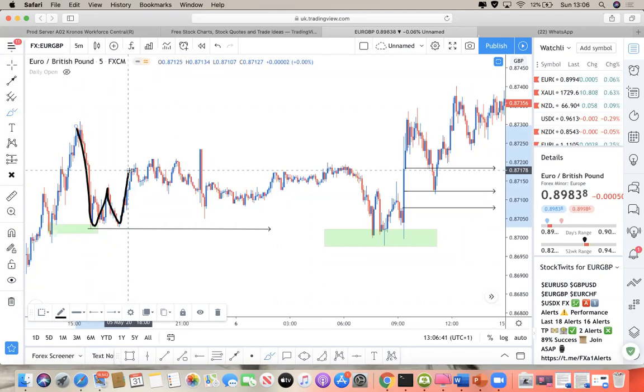Does this strategy work on any market? It does work on every single market, Galaxy Top 2.